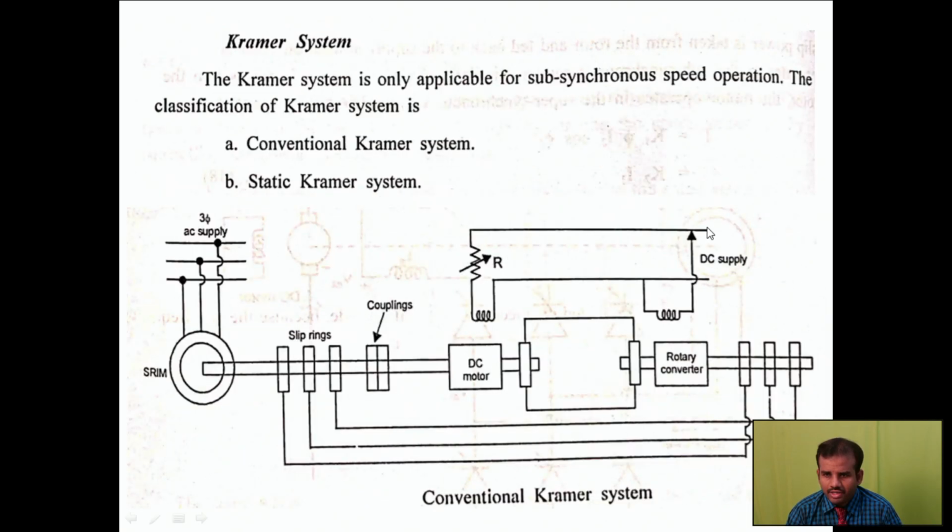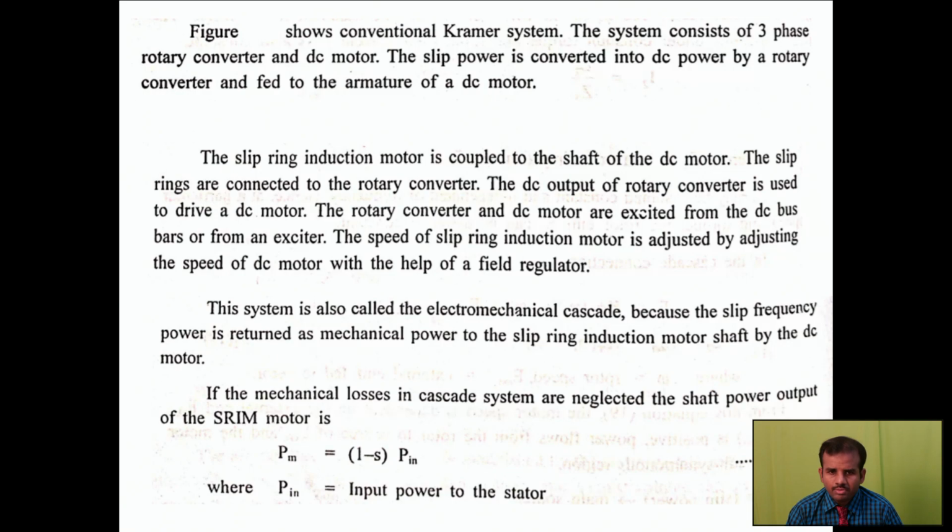This is the DC supply or DC bus bar. You have to give the external DC supply to the rotary converter field and then the DC motor field. Okay, you have to give the external DC supply from the DC bus bars or from an exciter. You have to excite this rotary converter and the DC motor.